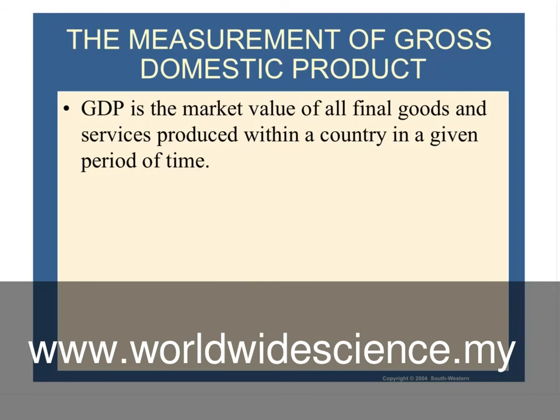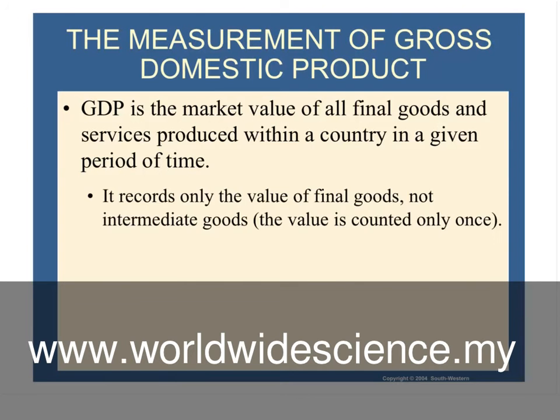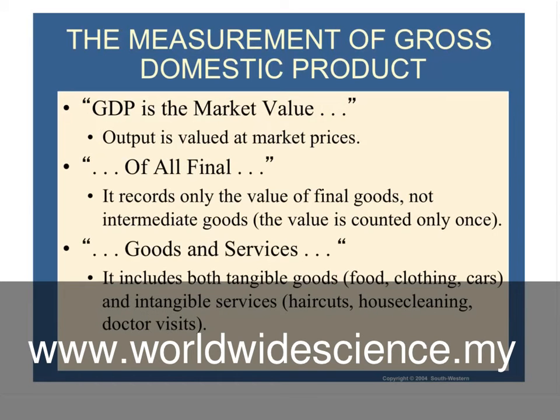Okay, so, measurement of the GDP. GDP, as we said, is the market value of all final goods and services produced within a country in a given period of time. So GDP is the market value: output is valued at market prices. It records only the value of final goods, not intermediate goods, so the value is counted only once. We are only looking at the final goods, not the intermediate goods that are not final.